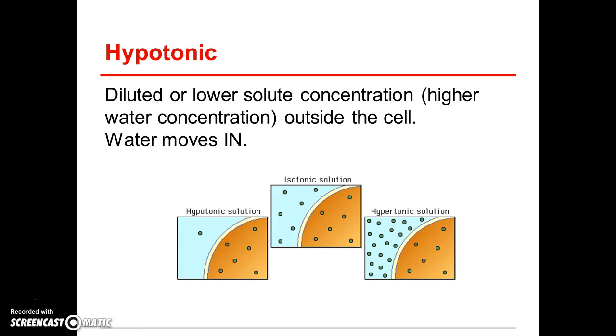Hypotonic. Here's a little trick. Hypo. See this O? Picture that as the cell. So the O is going to take in water and swell up to make the O. So you have the O shape. It's big. It's bulging because water is moving into the cell.